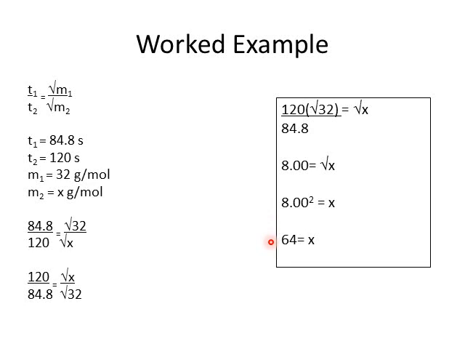The next thing I need to check is that my answer is reasonable. So let's have a look and see. At time 1, which is 84.8 seconds, I had a molecular mass of 32 grams per mole. At 120 seconds, which is a slower time compared to the 84.8, I would expect a larger molecular mass. I have 32 for my oxygen, and for my M2, I got an answer of 64, which is larger than 32, so therefore my answer is reasonable.